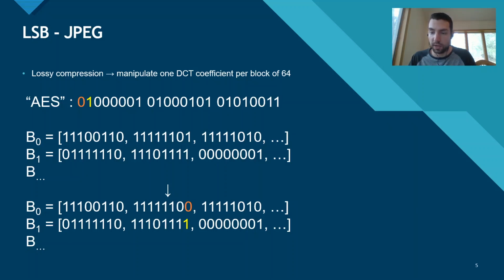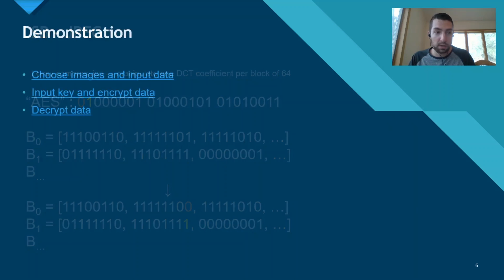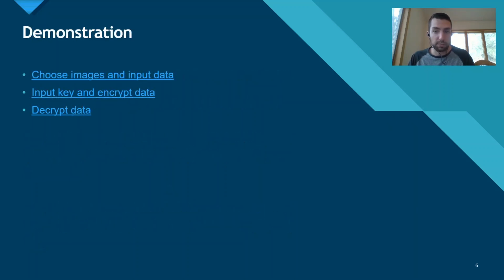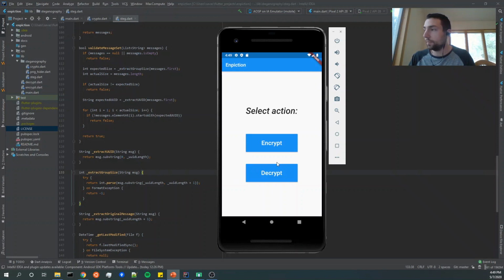So what we do here is hide 1 bit per block of 64 coefficients in the least significant bit of one of the coefficients, in this case index 1. From here we decompress to the DCT coefficients instead of the bitmap to rebuild the message bytes. So these are some links to some demo videos, but we'll do a live demo here.